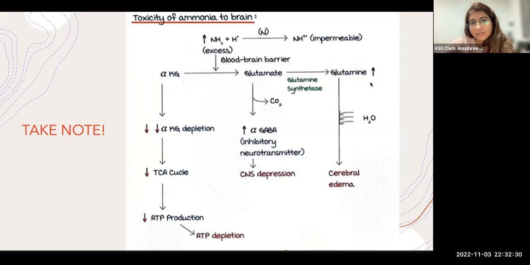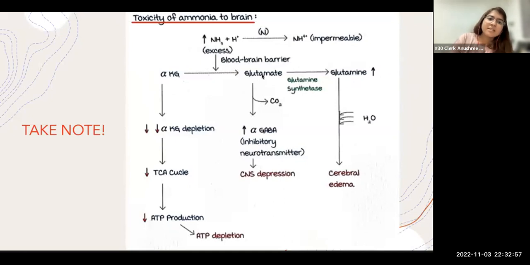So firstly and foremost, the glutamine increase would cause the water to come in. We all know that this is majorly the process of osmosis going on here. So glutamine has 2 nitrogen molecules, whereas ammonia only has 1. So this will attract water to it, and this will cause the brain to swell up. So this will cause the cerebral edema.